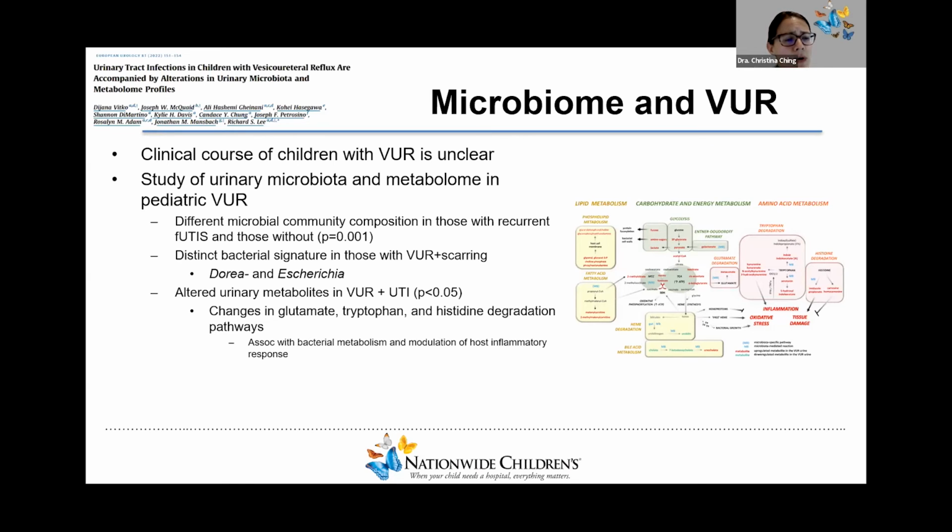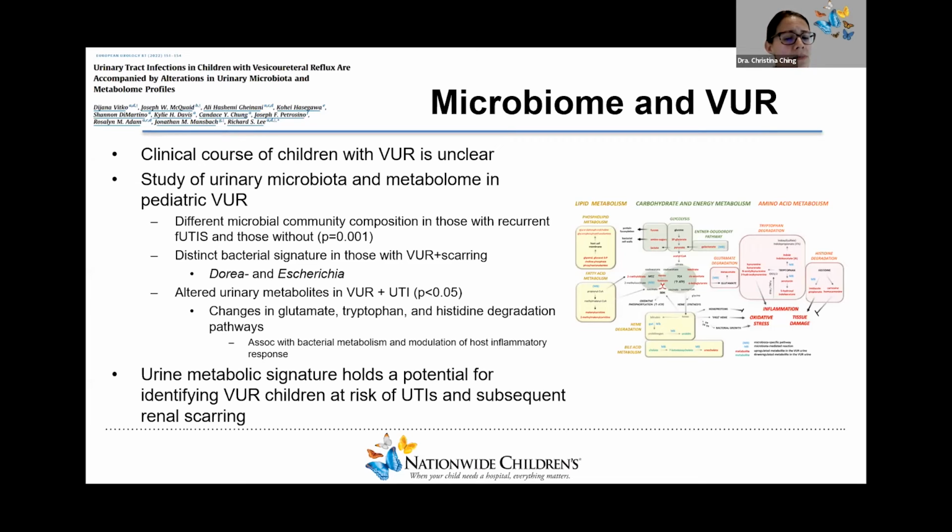They found different microbial community compositions in those with recurrent febrile urinary tract infections and those without. They also found a distinct bacterial signature in those with reflux and scarring. And they found altered urinary metabolites showing changes in glutamate, tryptophan, and histidine degradation pathways, which are associated with bacterial metabolism and modulation of the host inflammatory response. All this suggests that the urine metabolic signature holds potential for identifying children with reflux who are at risk for infections and subsequent renal scarring.